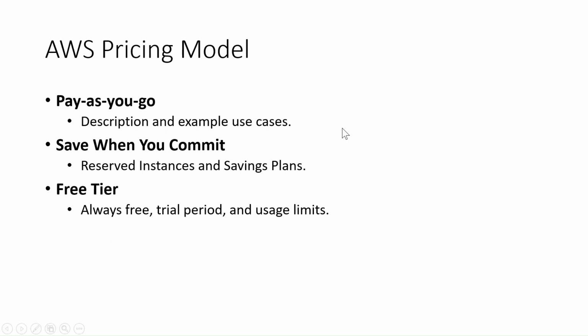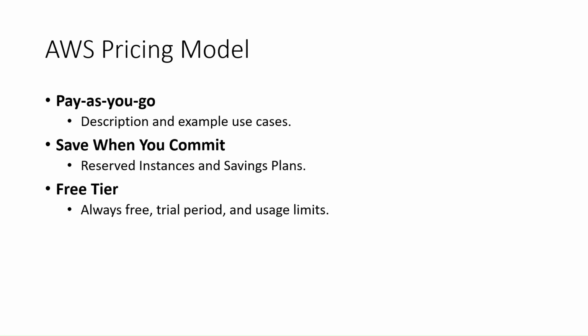Now let's see the pricing models of AWS. They provide three types of pricing models. The first one is the pay as you go model. With the pay as you go model, you only pay for what you use, just like your electricity bill or water bill. There are no upfront costs, and you can stop using these services anytime to stop being charged.